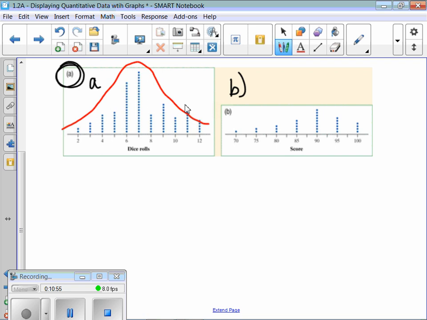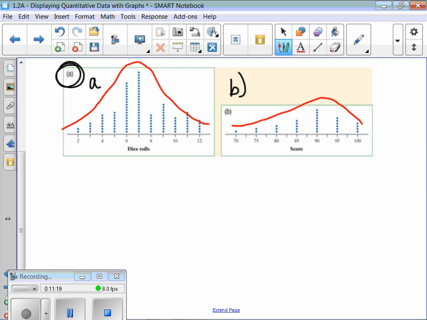And what's the last one? S. Spread. So it goes from what to what? 2 to 12. The lowest number of dots is 2 when you roll 2 dice, and the highest would be 2 sixes, so sum of 12. All right? And B, let's go shape. What do you guys think?